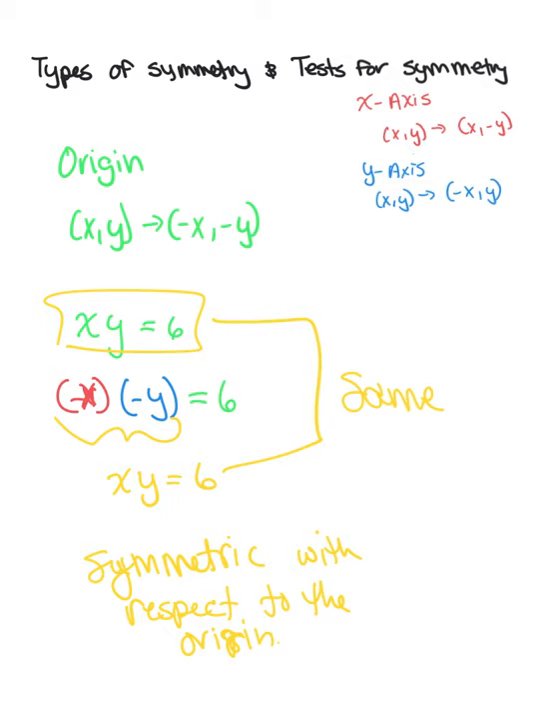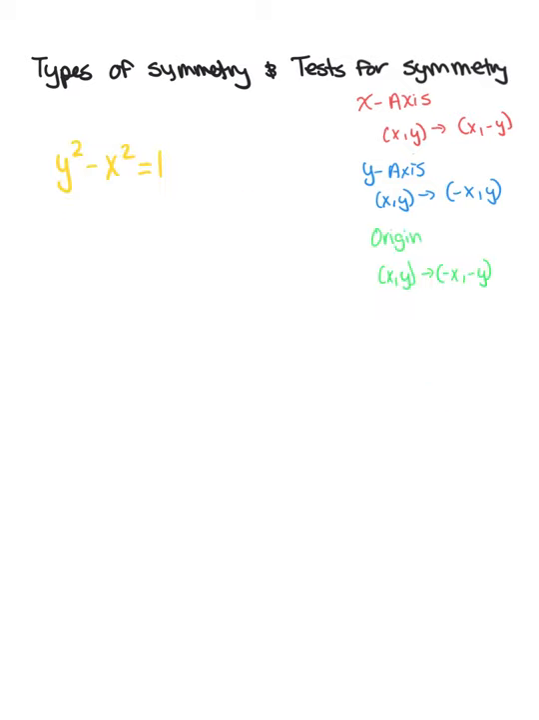Okay, so let's do a couple more. It is possible for an equation to be symmetric with respect to more than one thing. It is possible for an equation to not be symmetric at all. I'm looking at just the algebraic form. You can look at the graph too, and the graphs are on your papers, or you can just graph them in your graphing calculator. It's no big deal either way.